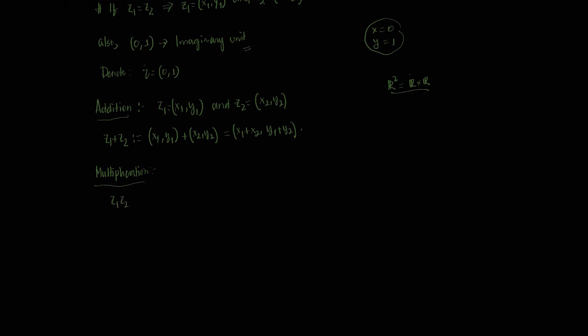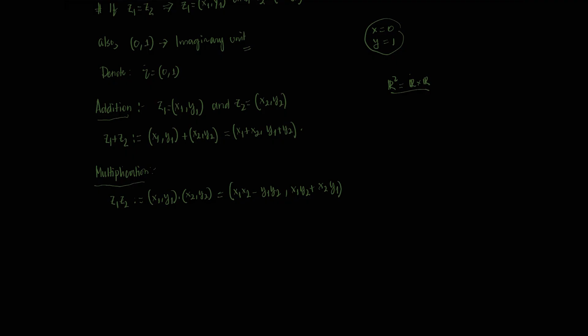This we can define. How do we define it? This is a very special definition. We want to define (x1, y1) times (x2, y2). We define it as (x1 x2 minus y1 y2, x1 y2 plus x2 y1). This is just a definition which we are going to use, and it is always true. Whenever somebody talks about a complex number, this definition always holds.